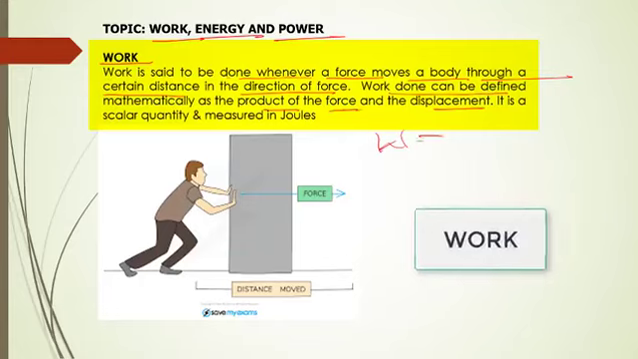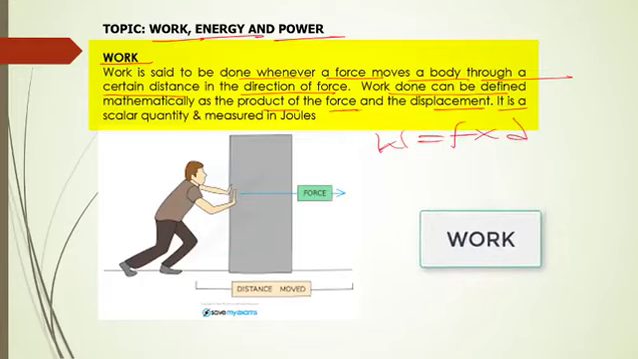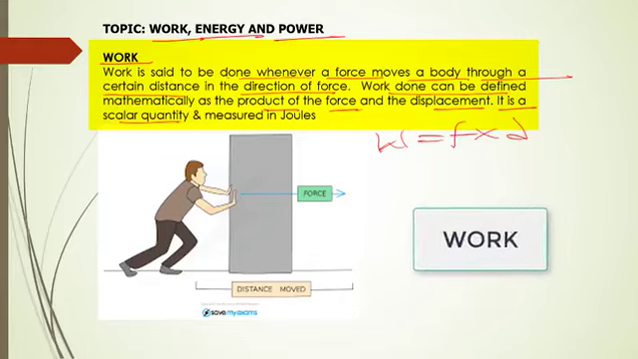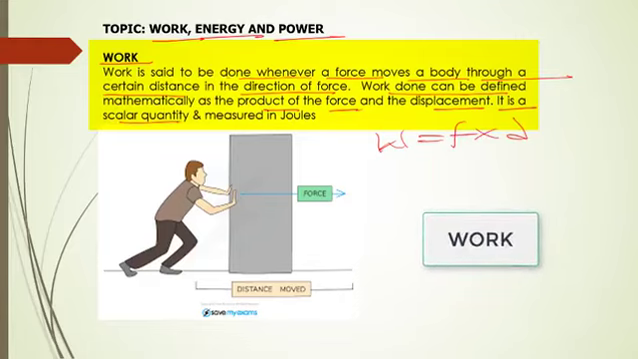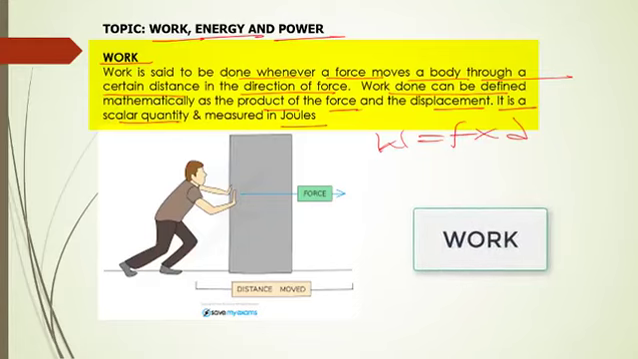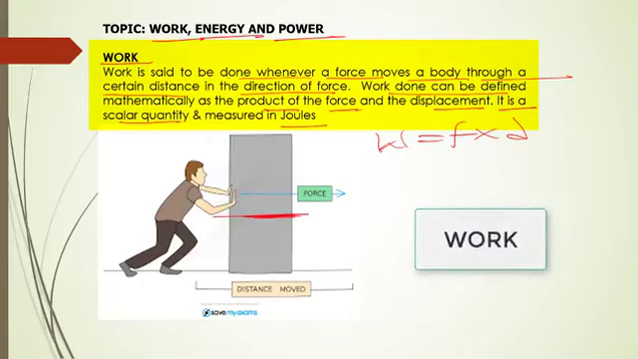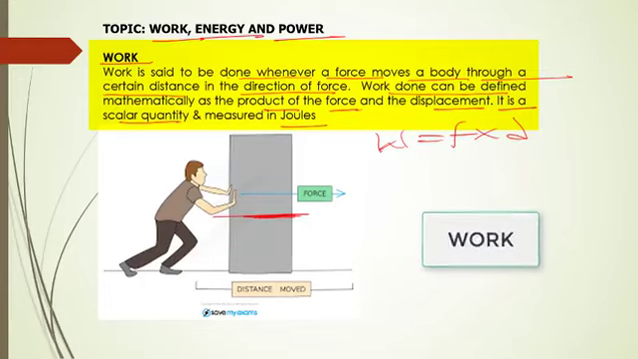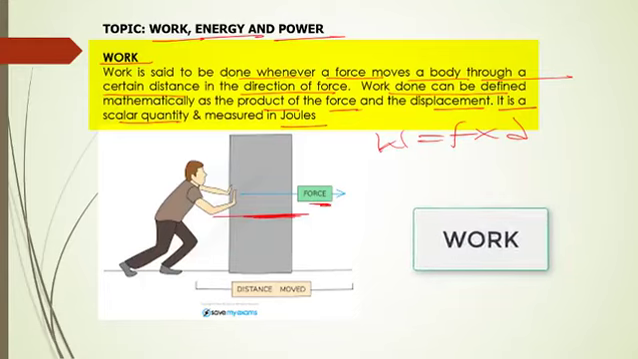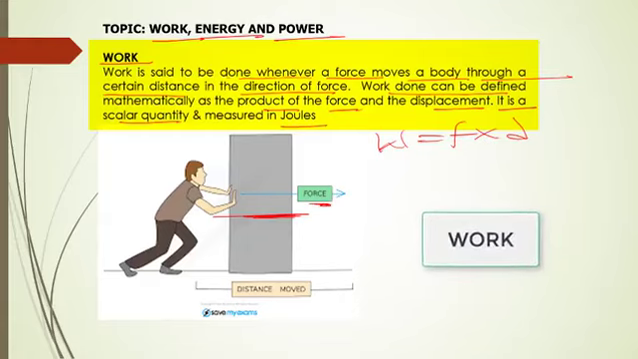So basically what we're saying is that work is equal to force times displacement. Also remember that it is a scalar quantity and it is measured in joules. The SI unit is joules. As you can see from the diagram here, a man is applying a force to an object and is trying to push that object. The magnitude of the force that this man is applying multiplied by the displacement, in other words, the distance that the object has been moved, is what we call work done.